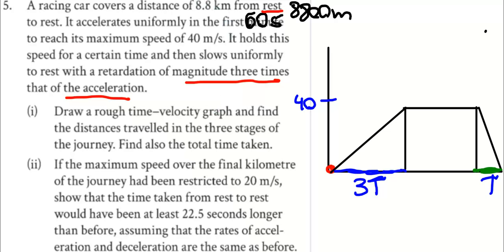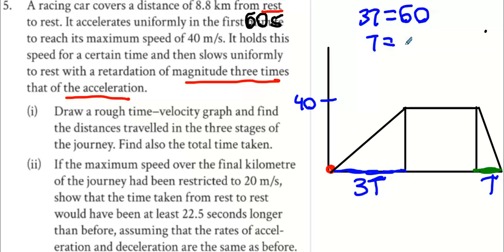Oh, right. It tells you what the first part is. It says the acceleration is 60 seconds. So what does that mean 3T equals? T equals 20. So everybody happy that's 60 and that's 20? Because I don't need to use T anymore, I'm just going to get rid of it. And now I'm going to call the middle section T. Is that right with you guys?